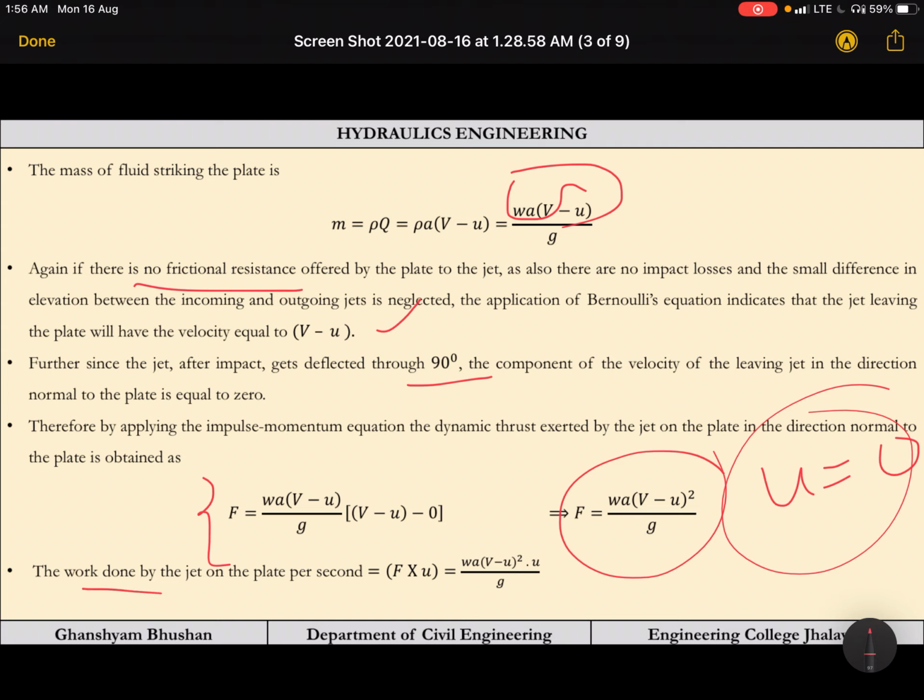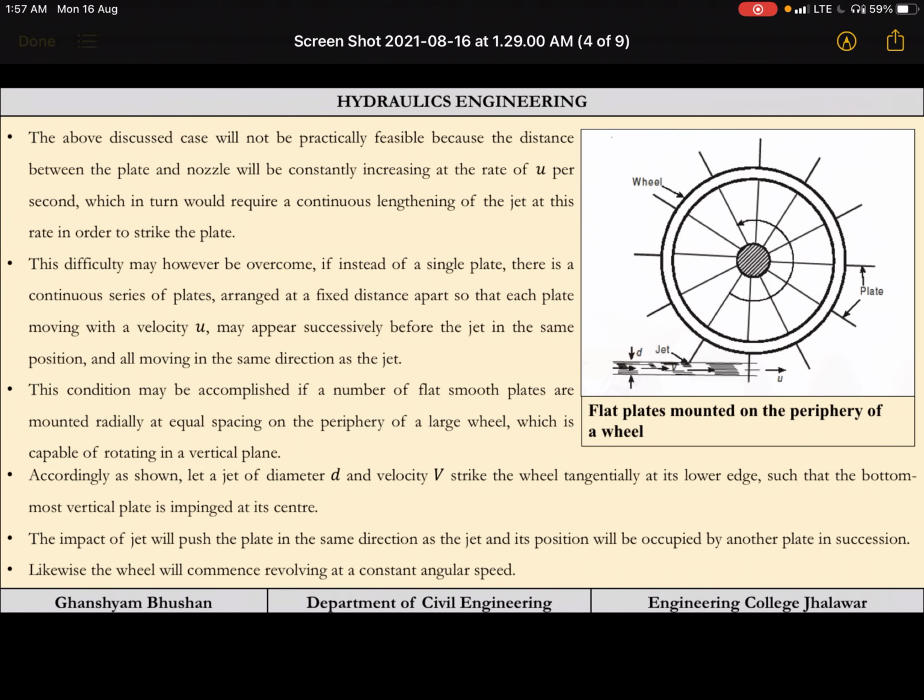The work done in this case will be F into u. In the previous case u was 0, so work done was also 0, but in this case u is non-zero, so work done will be F into u. So F is w a (V minus u) whole square by g, multiplied by u, will be your work done.